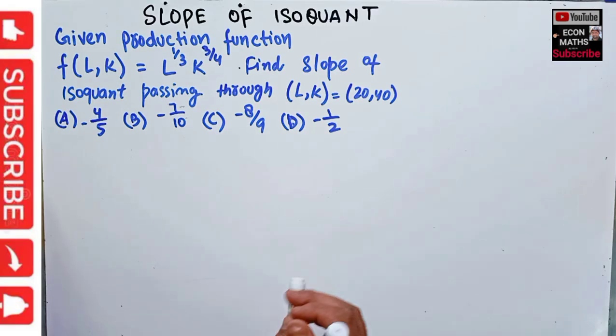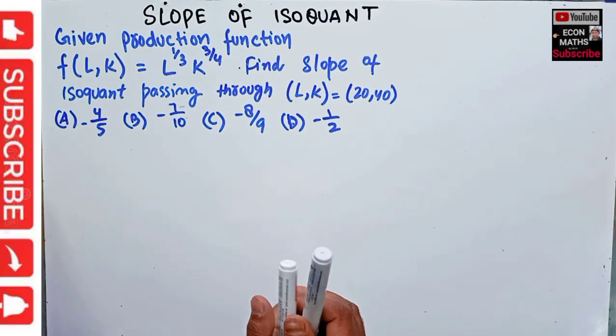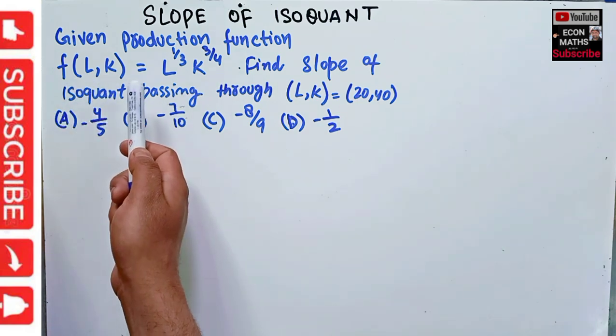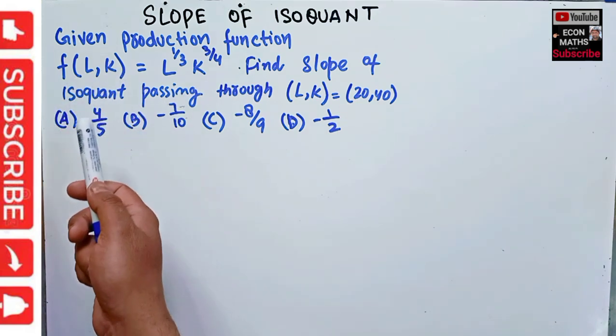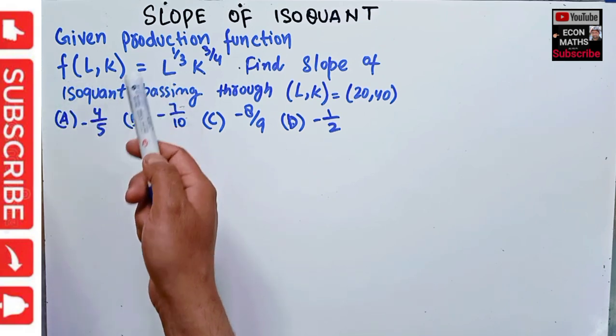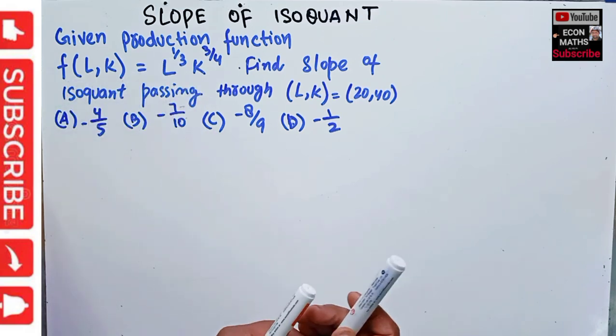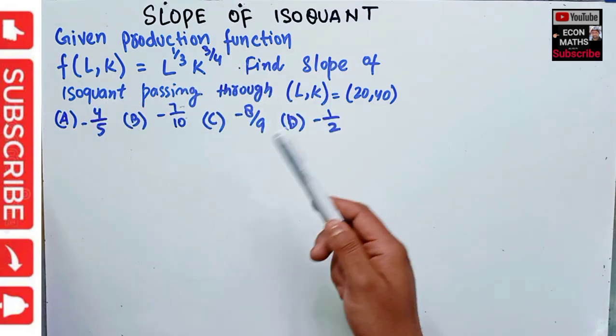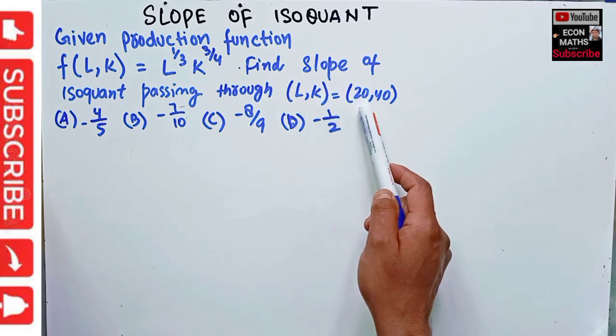In this video, we will learn how to find the slope of an isoquant. The question is: given a production function f(L, K), which means production is a function of labor and capital, equal to L to the power 1/3, K to the power 3/4, find the slope of the isoquant passing through the combination of labor and capital of 20 and 40.